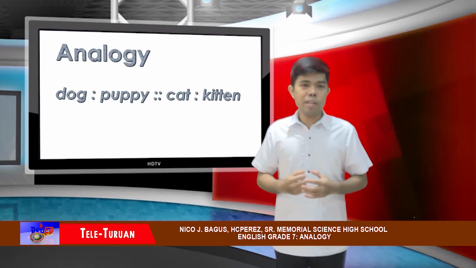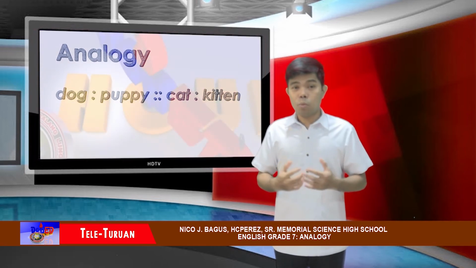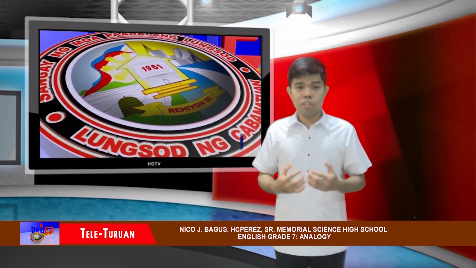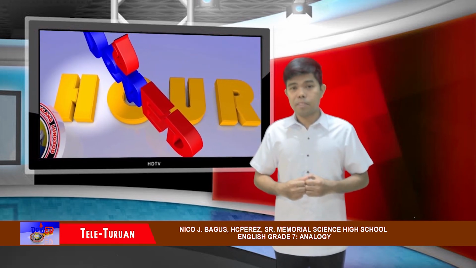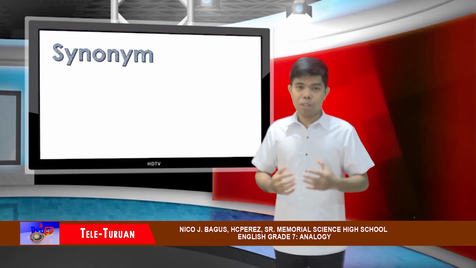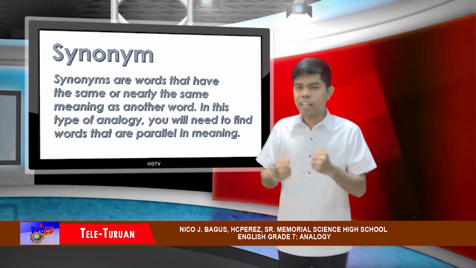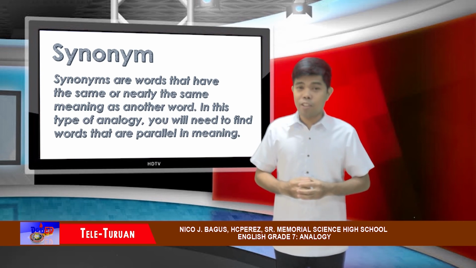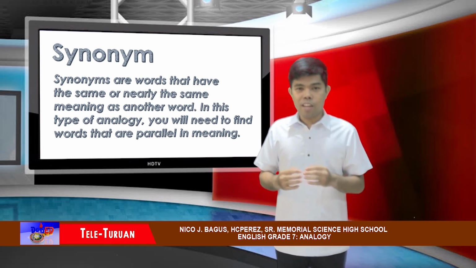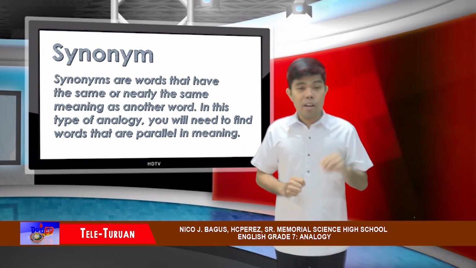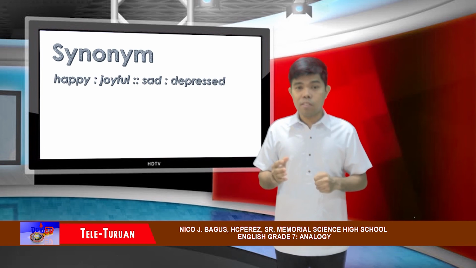Though there is no limit to the possibilities when it comes to word analogies, here are some types of analogy to familiarize yourself with the concept. Number one is synonym. Synonyms are words that have the same or nearly the same meaning as another word. In this type of analogy, you will need to find words that are parallel in meaning. For example, happy is to joyful, as sad is to depressed.